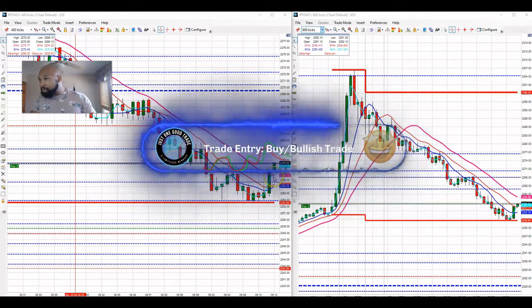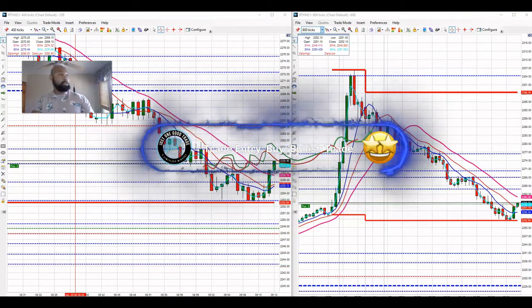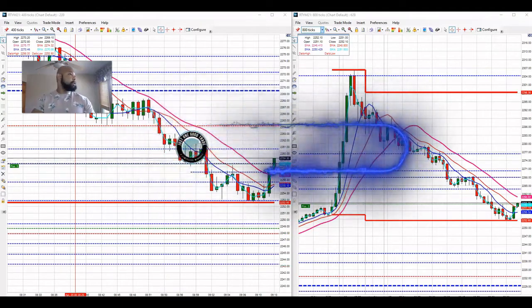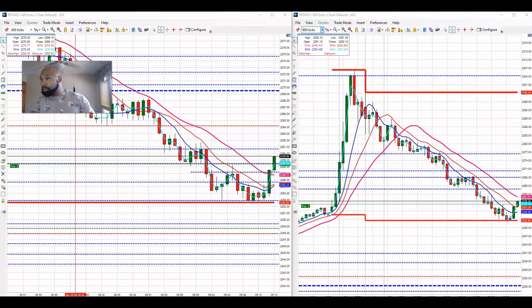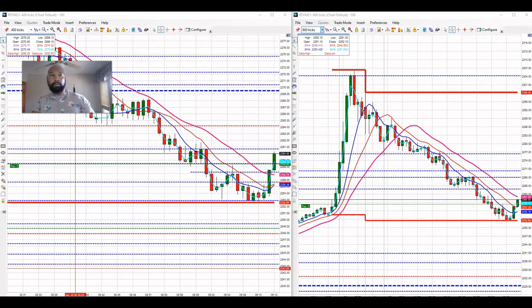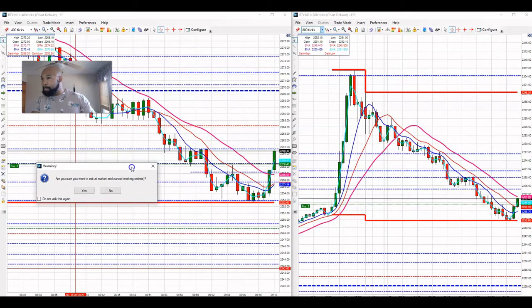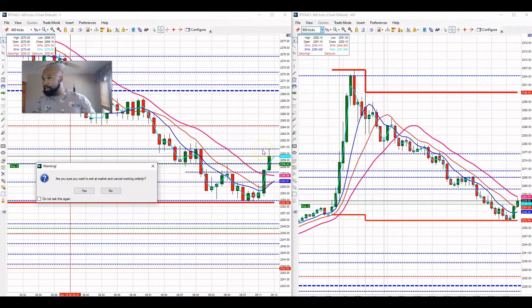Now, if it reverses past those lines, I should exit. Okay. It's moving. It's moving up. It's moving up. Let's hope it crosses this line.